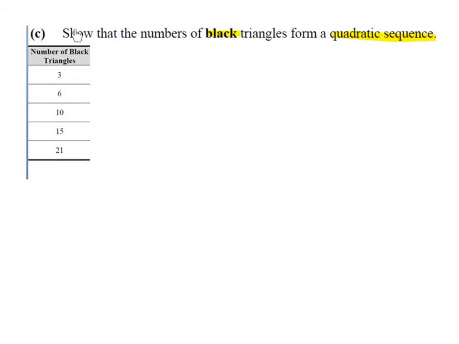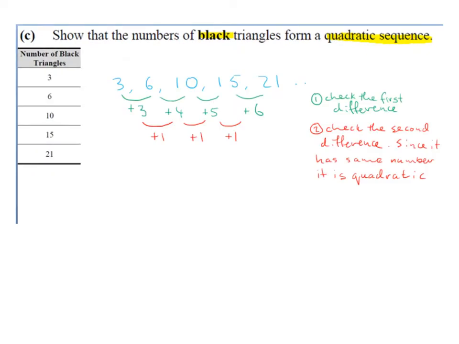Part C. Show that the number of black triangles forms a quadratic sequence. So here we have the number of black triangles: 3, 6, 10, 15 and 21. And we want to show that these form a quadratic sequence. So a quadratic sequence is when the second difference is the same. A linear or an arithmetic sequence is when the first difference is the same. So we want to show that the second difference between these numbers is the same, because we want to show that they're quadratic.